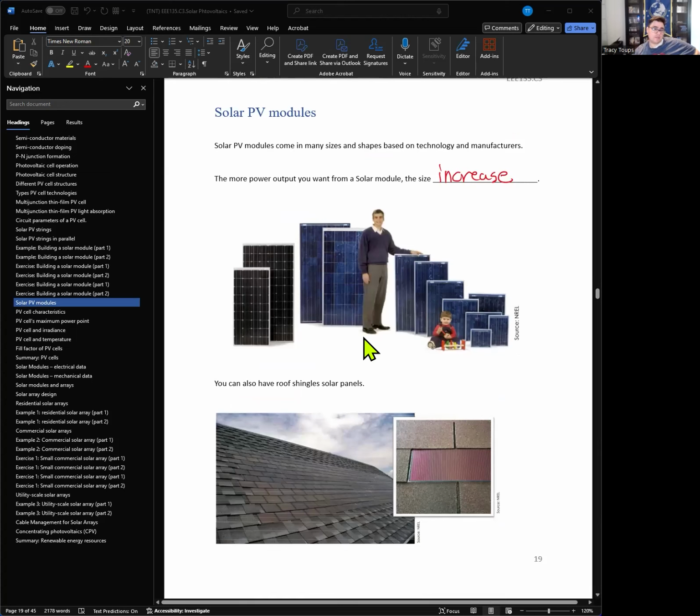Okay. So we talked about the individual cell itself. I kind of showed you a little example of how I start building a solar panel, or a PV module rather. And this is what the PV modules look like. Solar PV modules come in many sizes and shapes, mainly based on, number one, the technology. Manufacturers have their own style. They want to cut corners or make it nice and flashy, something aesthetically pleasing, and also based on the voltage class and the power class, right? The more power output you want for a solar module, obviously the size has to increase. There's no way around this, okay?